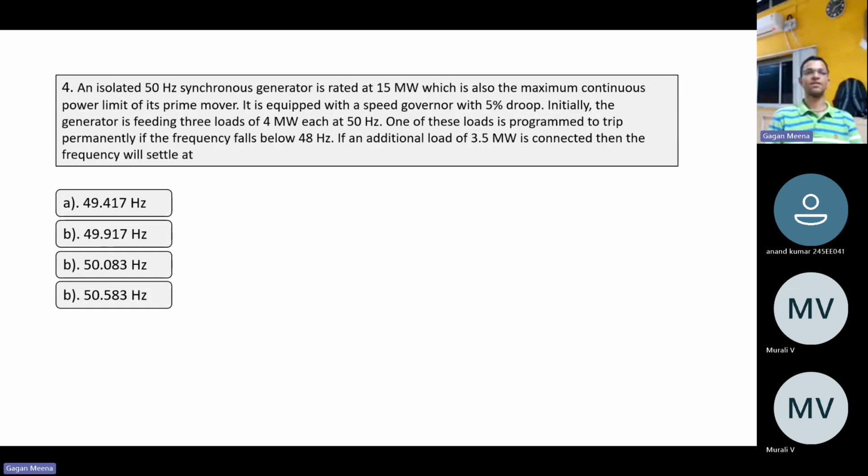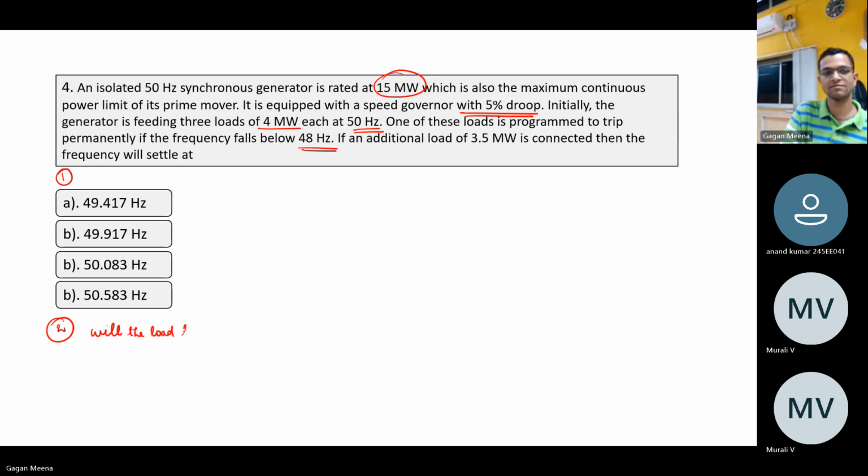This is the next question. An isolated 50 Hz synchronous generator is rated at 15 megawatt, which is the maximum continuous power limit of its prime mover. It is equipped with a speed governor with 5% droop. Initially, the generator is feeding 3 loads of 4 megawatt each at 50 Hz. One of the loads is programmed to trip if the frequency falls below 48. If an additional load of 3.5 megawatt is connected, then the frequency will settle at... So this is part A. Second is, will the load trip? The programmable load.